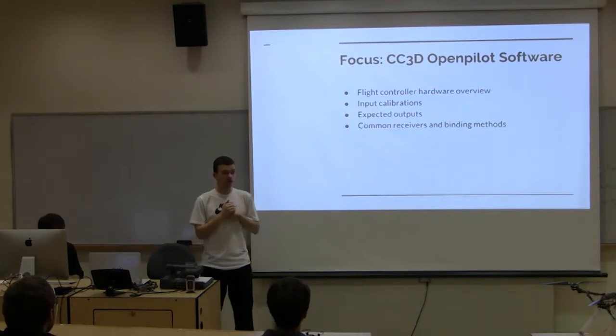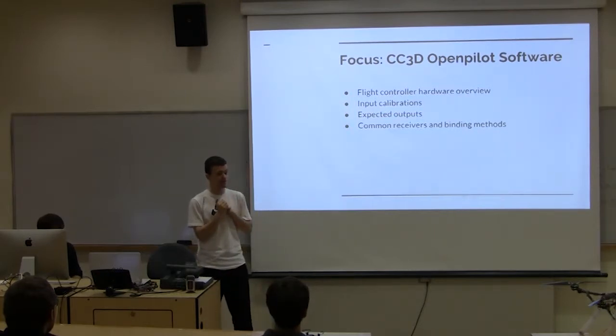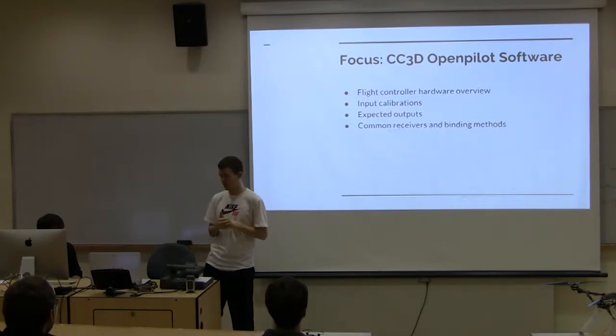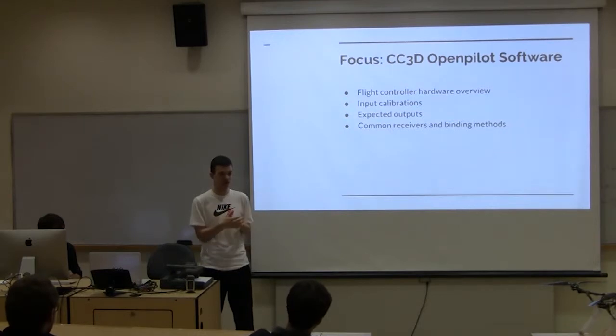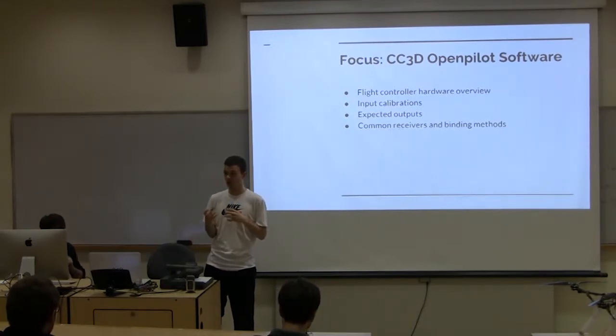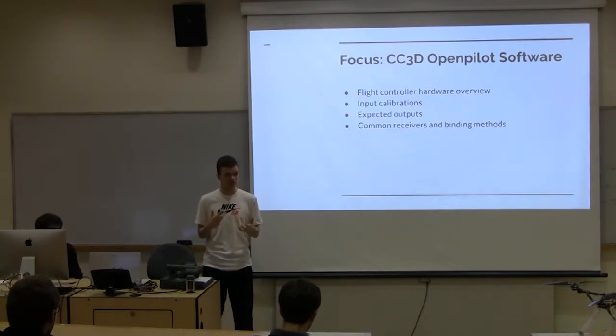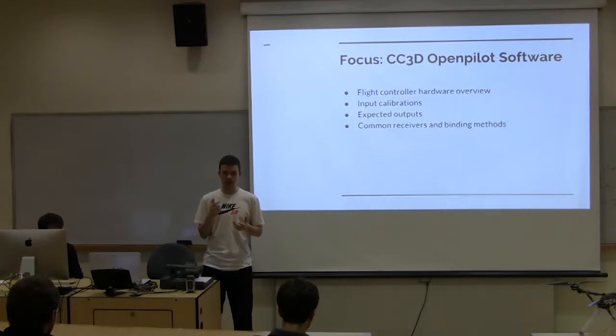We're going to look at the hardware of the flight controller overview. We're going to look at the calibration methods and what screenshots you're going to be looking for when you're calibrating components. We're going to be looking at the outputs, what you expect to see once everything is calibrated. And then we're going to be looking at receivers and how to bind a receiver.